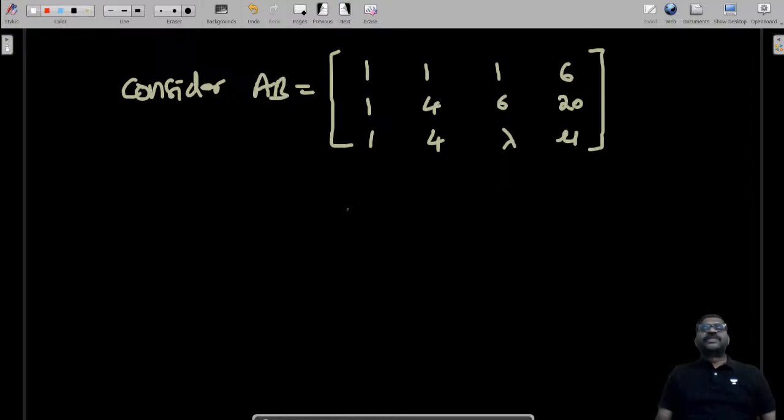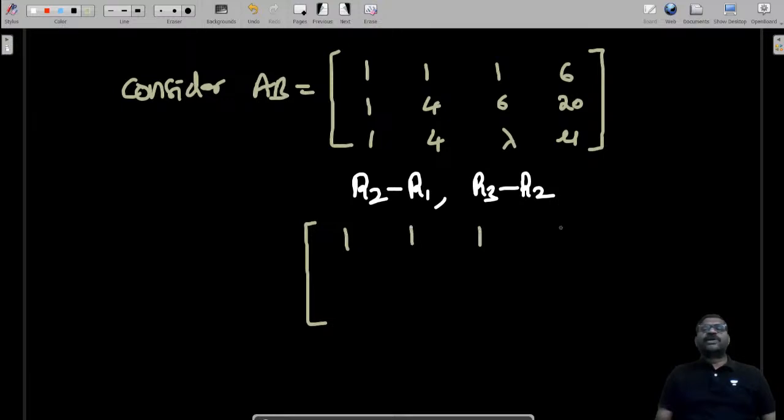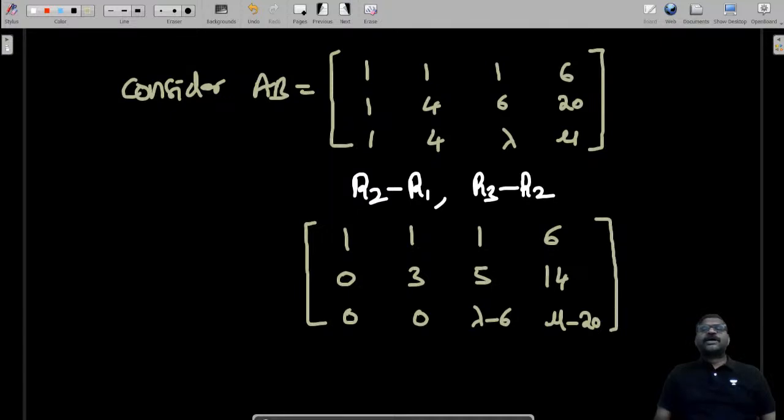Now observe, you have to apply the operations R2 minus R1, R3 minus R2. 1, 1, 1, 6. 1 minus 1, 0, 4 minus 1, 3, 6 minus 1, 5, 20 minus 6, 14. 1 minus 1, 0, 4 minus 4, 0, lambda minus 6, and mu minus 20. Please observe, you have two different values, lambda minus 6 and mu minus 20.